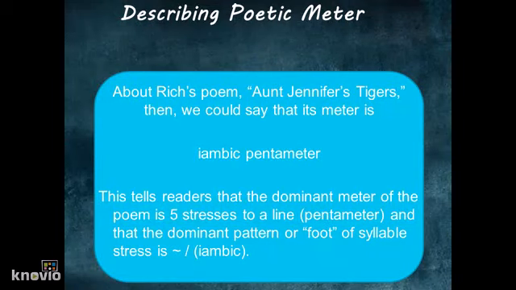So to summarize what we have found in this poem, we could say about Richard's poem, Aunt Jennifer's Tigers, the meter is iambic pentameter. This tells readers that the dominant meter of the poem is 5 stresses to a line, meaning pentameter, and that the dominant pattern or foot of syllable stress is iambic.